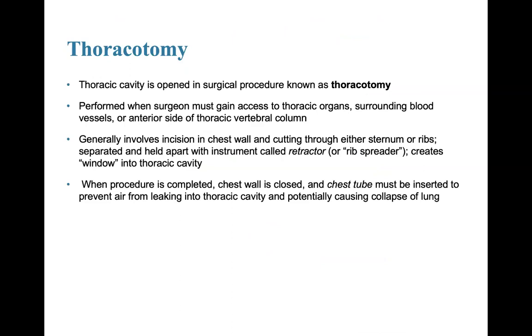When the procedure is completed, the chest wall is closed and a chest tube must be inserted to prevent air from leaking into the thoracic cavity and potentially causing collapse of the lung. We'll talk about those pressures with the lungs and how that closed system needs to be maintained when we get to the respiratory system.